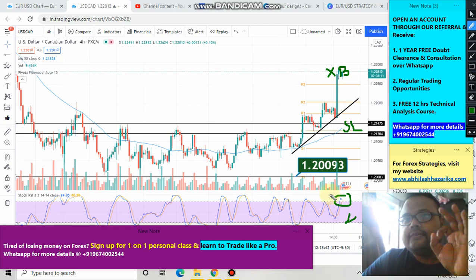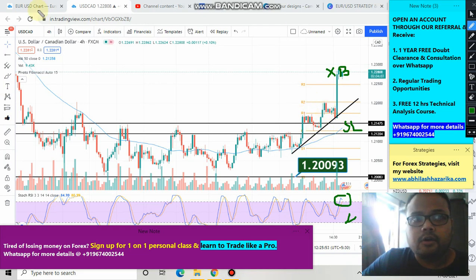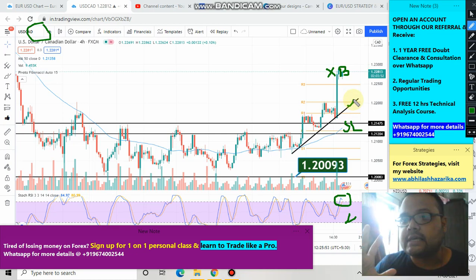If you see the price taking support at this trend line, you can also draw this trend line in your charting software or in your trading platform in the 4 hours time frame. If you see market taking support at this trend line and bouncing, then this is your golden spot. This will be your golden spot to grab USD CAD.